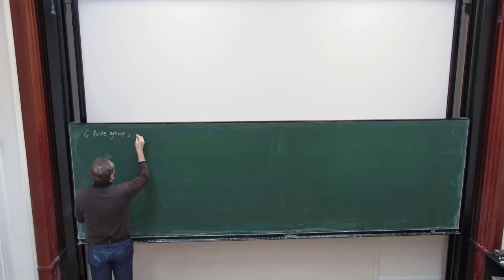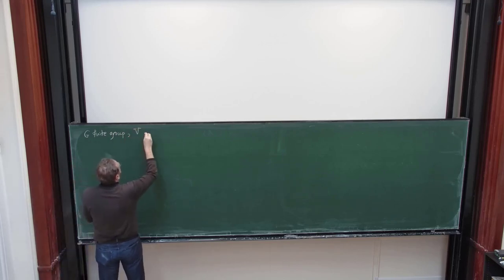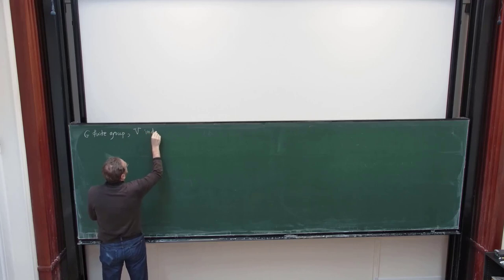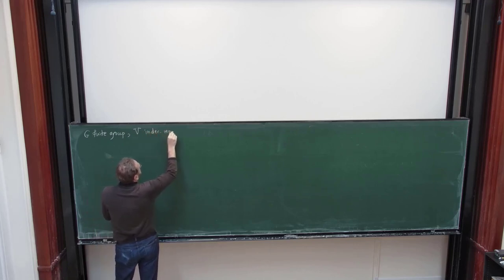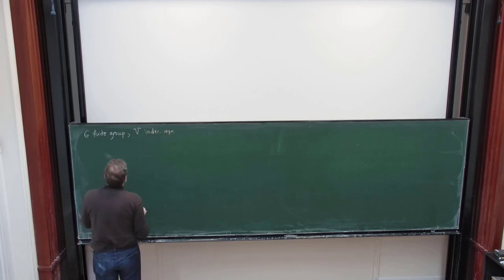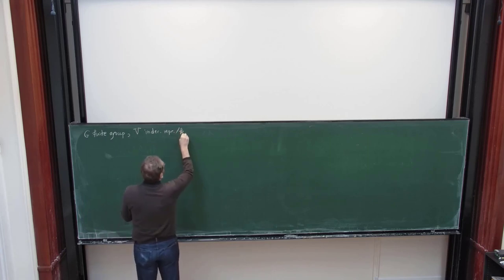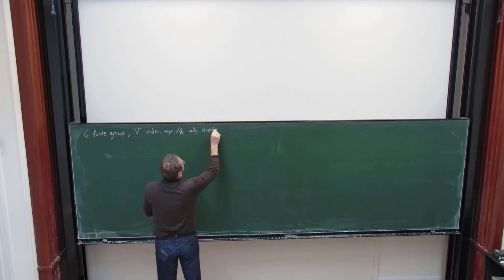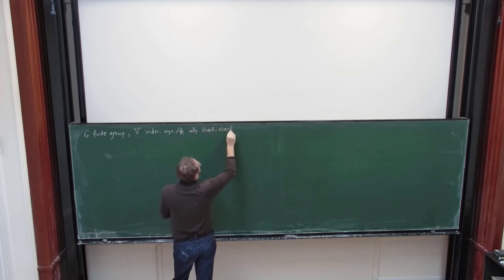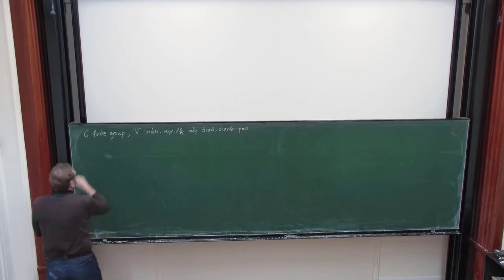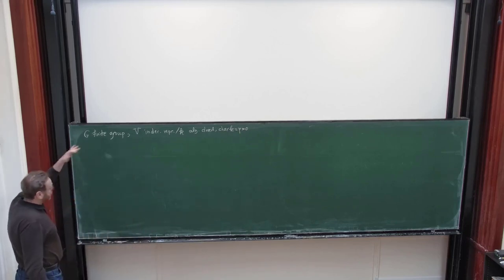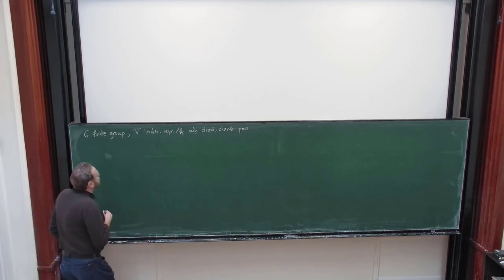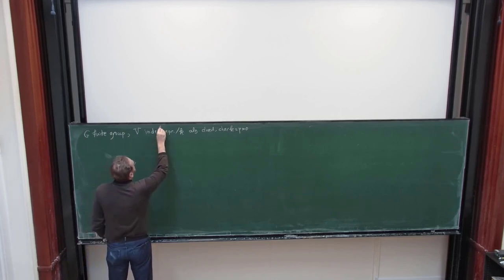And let's say V is an indecomposable representation over some field K, let's say algebraically closed, of characteristic p bigger than zero. And of course, the interesting case is when the order of the group is divisible by p. So this is going to be finite dimensional.